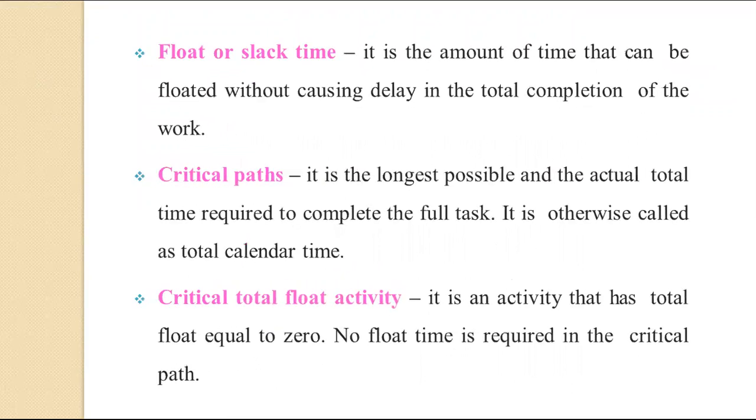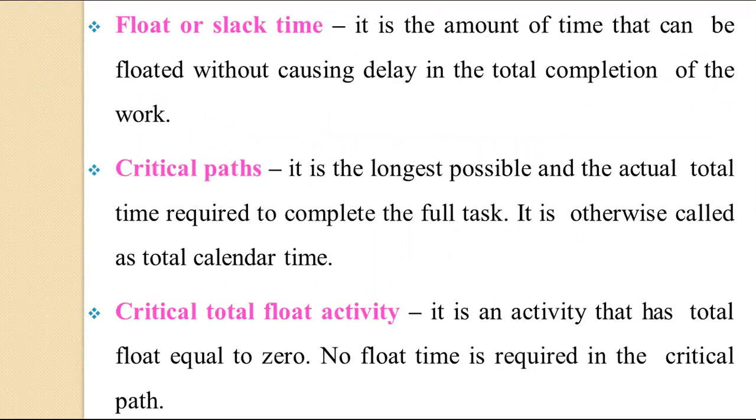Now the next component is float time or slack time. So it is the amount of the time that can be floated without causing delay in the total completion of the work. And the next component is critical path. It is the longest possible and the actual total time which is required to complete the full task. And it is otherwise called as the total calendar time.